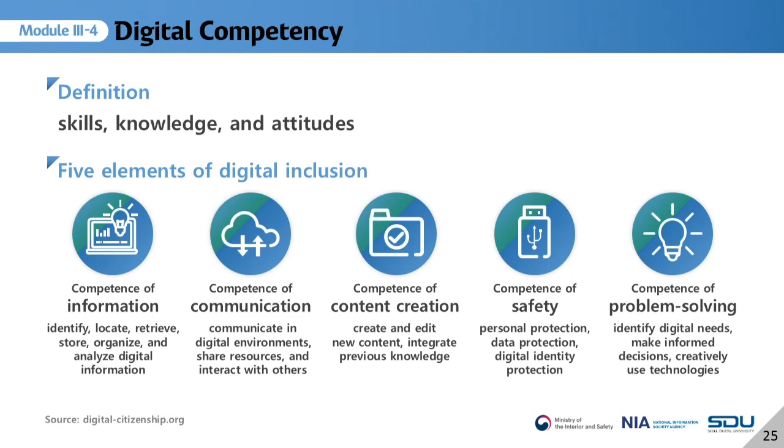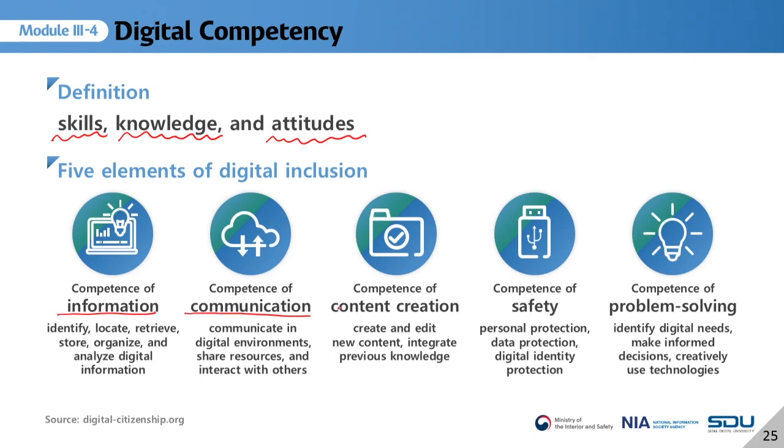Digital competency has three elements: skills, knowledge, and attitudes. So digital competency is a function of skills, knowledge, and attitudes. It has five areas like this. First one, competence of information. Second, competence of communication. So people can communicate in a digital environment, they can share resources, and they can interact with others.